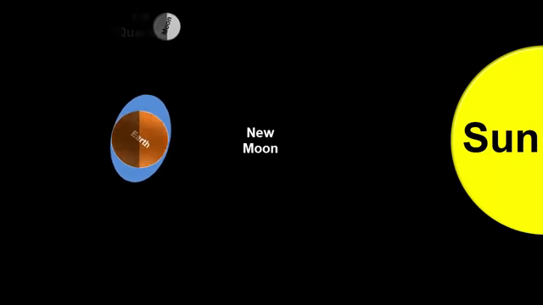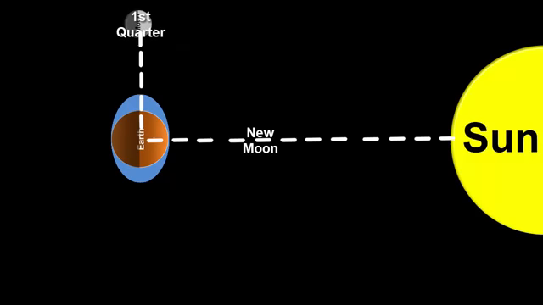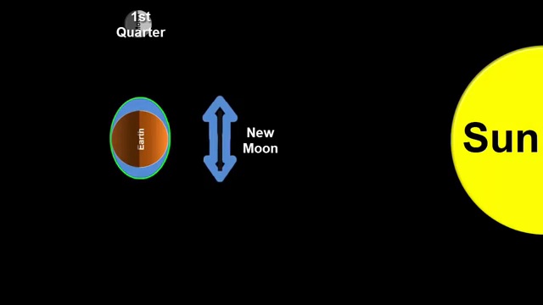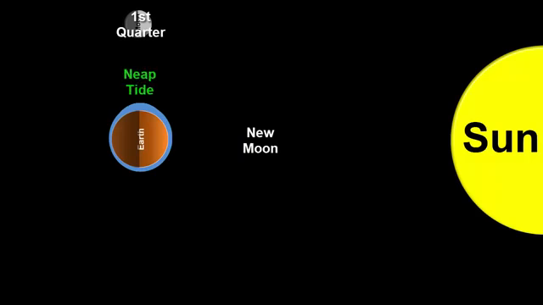But when the Moon goes into the first quarter, the gravities pull in different directions, and the Sun actually takes away from the Moon's tidal effect. The high tides are not so high and the low tides are not so low. This more moderate tide is called a neap tide.